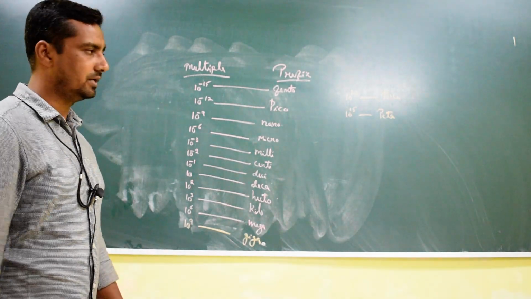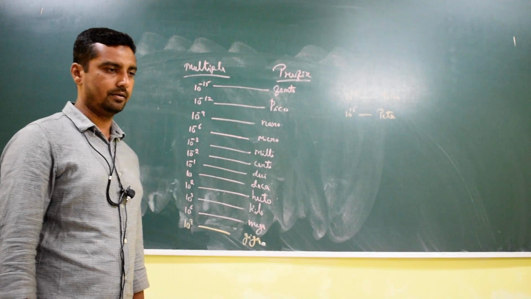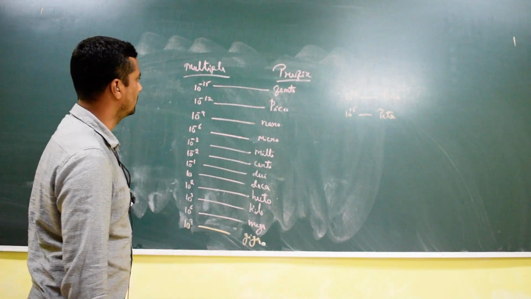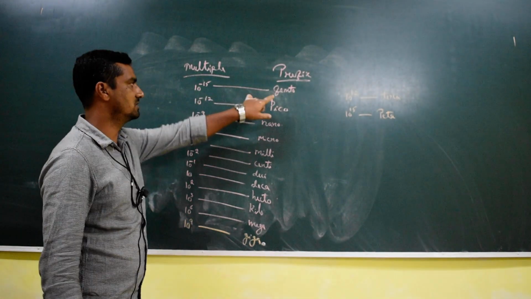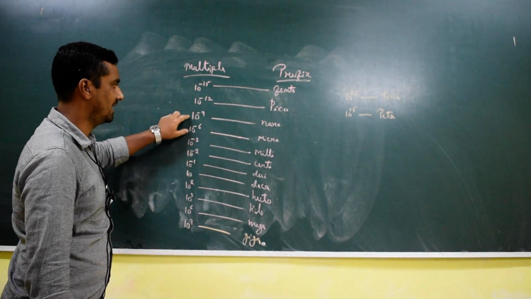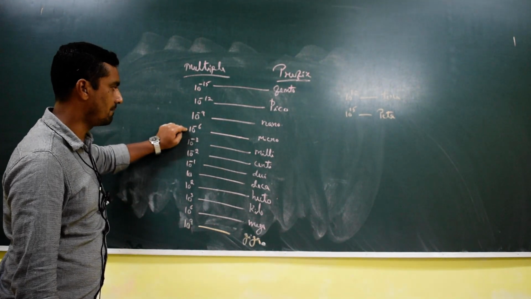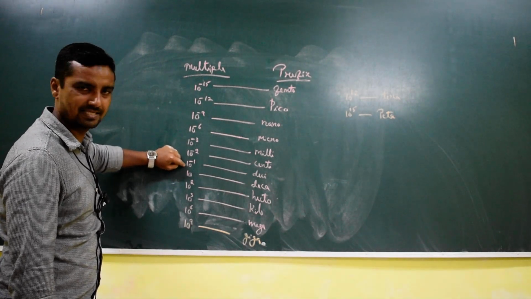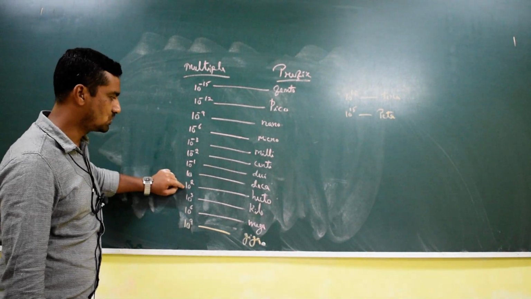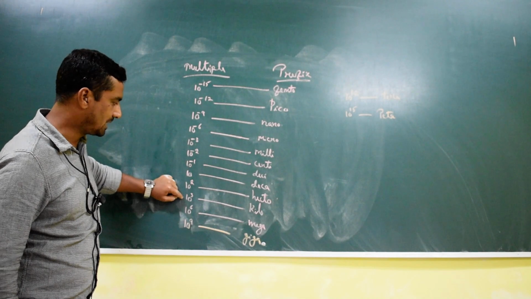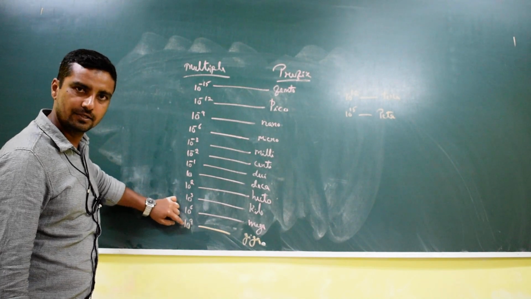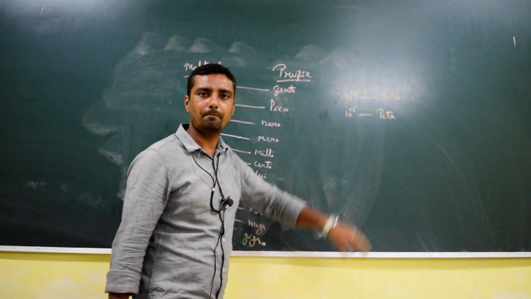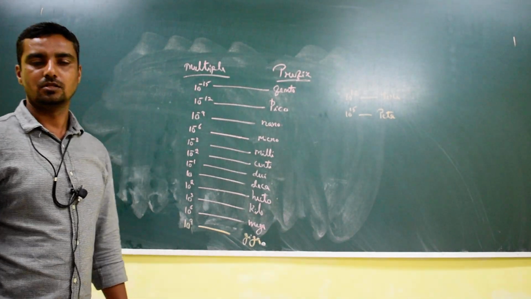The whole two years it will be helpful in solving problems, right? So we should go for the conversions in the problems. 10 to the power of minus 15 is femto. 10 to the power of minus 12, pico. Minus 9, nano. Minus 6, micro. Minus 3, milli. Minus 2, centi. Minus 1, deci. And 10, deca. 10 square, hecto. 10 cube, kilo. 10 to the power of 6, mega. 10 to the power of 9, giga. 10 to the power of 12, tera. 10 to the power of 15, peta. Understood? Right? This is very important.